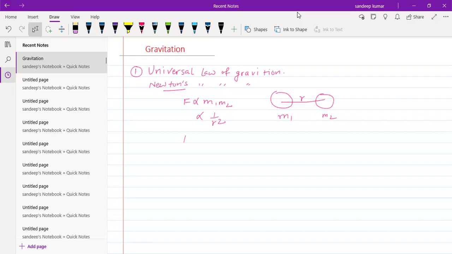Once you combine these two statements, you can write F directly proportional to m1 m2 divided by r square. Is it clear? Once you remove the proportionality, you have to put a constant. So capital G is the constant: F equals G m1 m2 divided by r square. This capital G is called the universal gravitational constant.